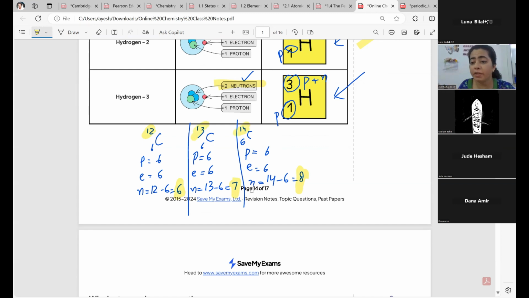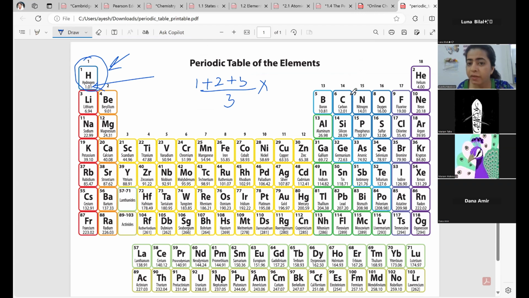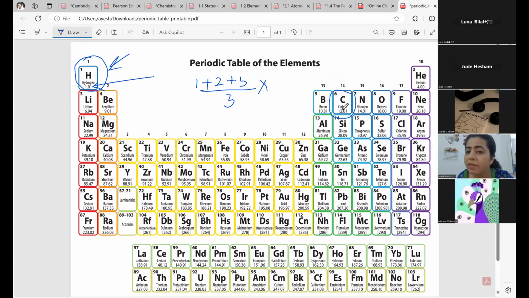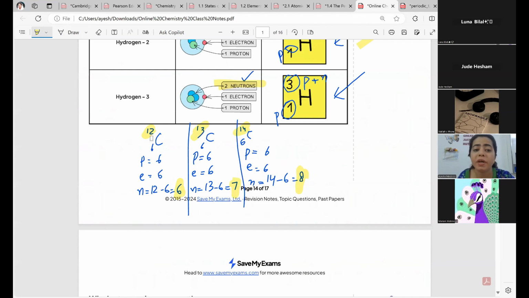Now, if you go to the periodic table and check the mass number of carbon, let me show you. Here you can see the carbon mass is also in decimal, 12.01, not 12, because this 12.01 is the average of the masses of the 3 isotopes of carbon. Yes, Jude.